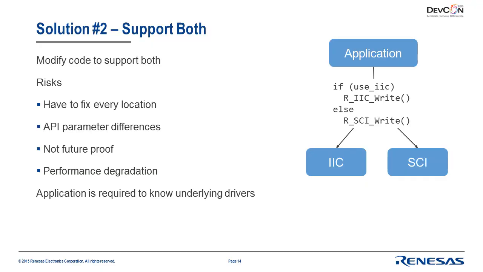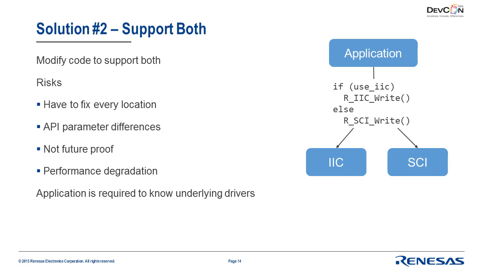Another option would be to support both of them. So you just modify all the places where you have the write, and you would have a conditional there to see whether you're using IIC or the SCI. Once again, many of you probably say, well, that's not very good either. You have to fix every location. You have to go to every single place and add a flag there to see which one you're using.